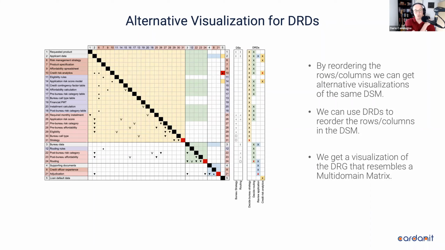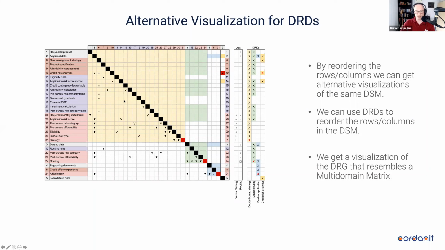In this case, we use the DRDs to reorder the rows and columns of the DSM. And we do it in the following way. First, we put all the elements, from request product to strategy, that appear in the first of the 4 DRDs in the origination example. And we also highlight this subset of elements with this yellow square.